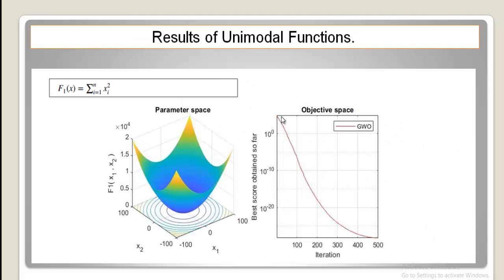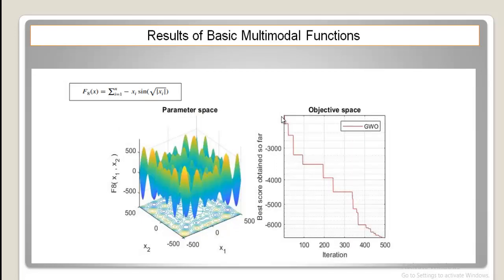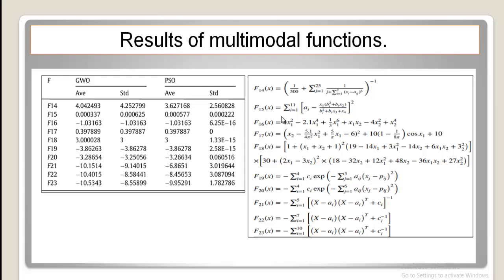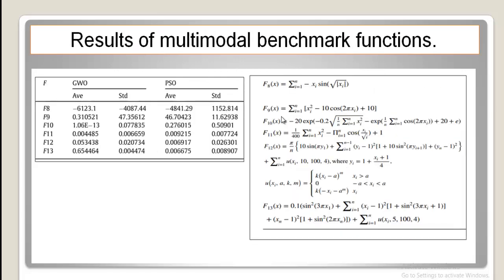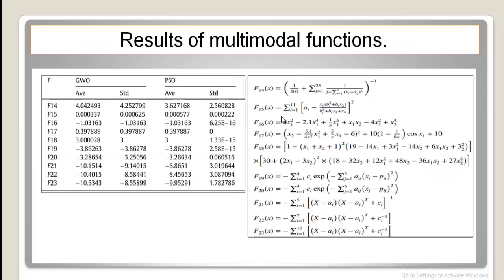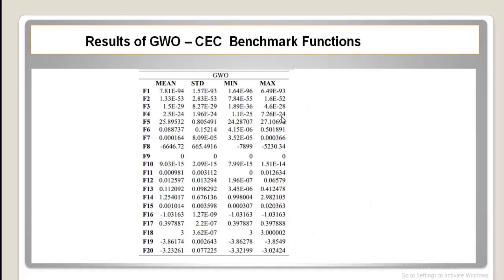In the previous slides, we showed the unimodal function results, and now this slide shows the results of the multimodal functions, presenting a comparative performance analysis of the gray wolf optimization algorithm with the particle swarm optimization algorithm across a selection of multimodal functions labeled from function 8 to function 13.